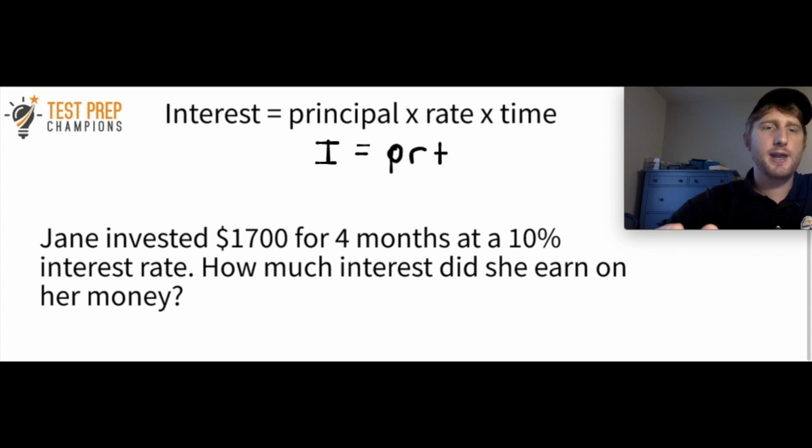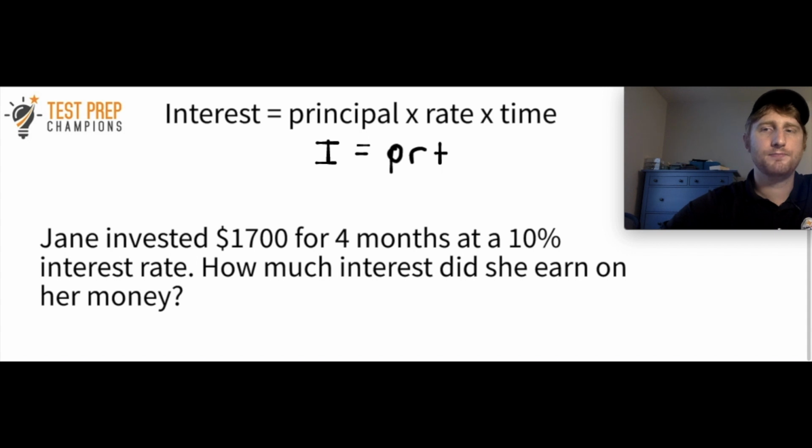So Jane's back at it again here, and this time she invested $1,700 for 4 months at a 10% interest rate. How much interest did she earn on her money? And so this time we'll have you come up with the answer yourself. There's no multiple choice here. So let's have you pause the video, try this out, and let's see how much interest Jane is getting on her money this time.